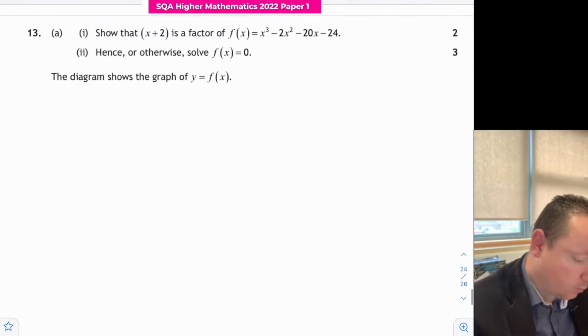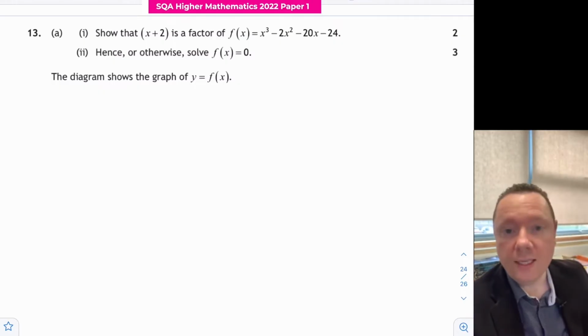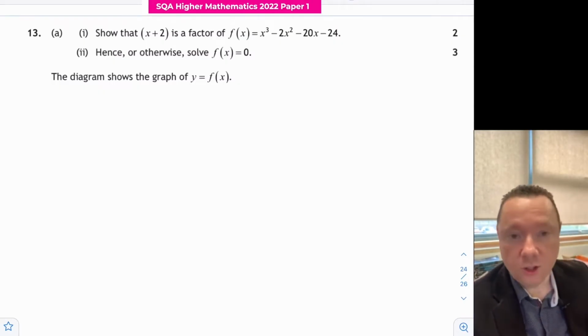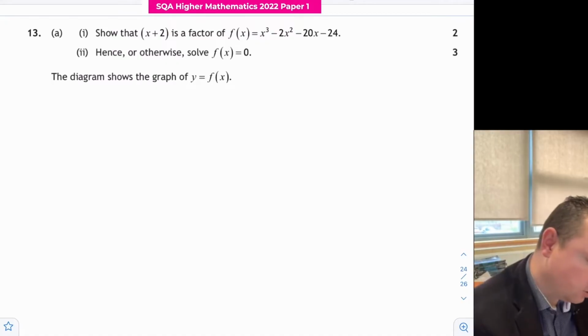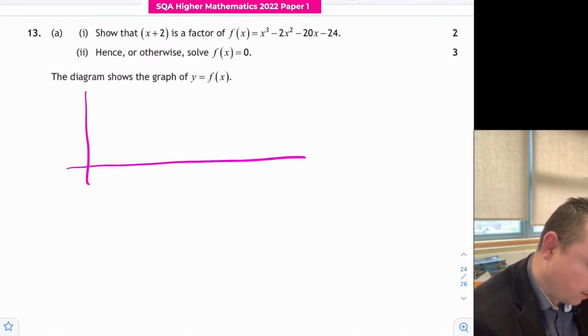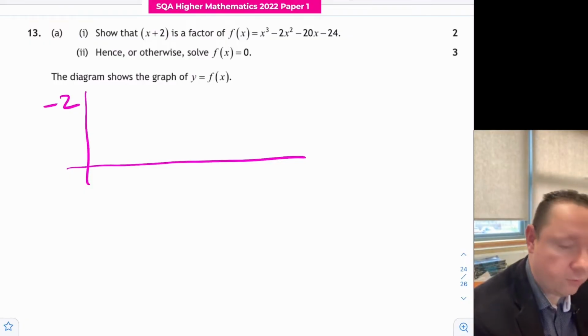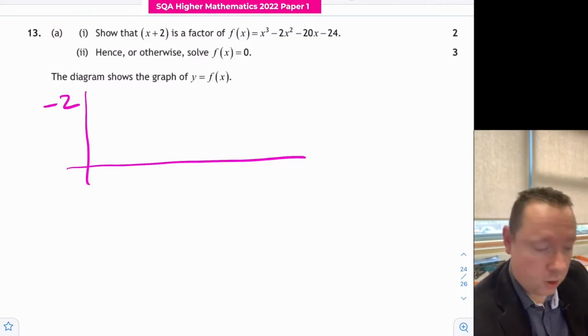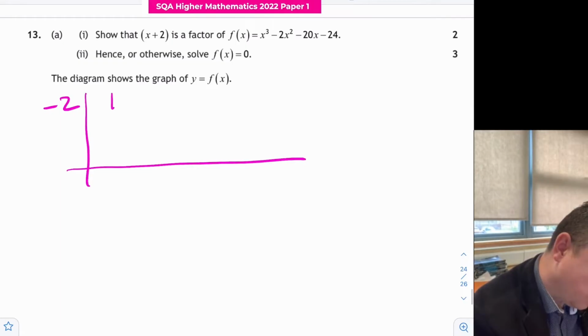So x plus 2 is a factor. There's two ways to do this. We could just substitute minus 2 into it, or we can use synthetic division with minus 2, whichever one you prefer. I will do the most common way that most people do it, which is synthetic division. So a reminder of how that works. We put minus 2 on the outside, and then the coefficients of our function. So 1x cubed minus 2x squared minus 20x minus 24.